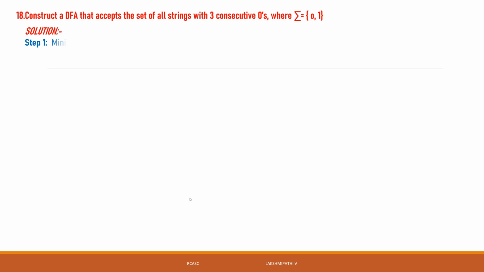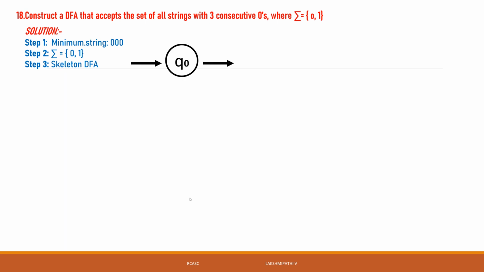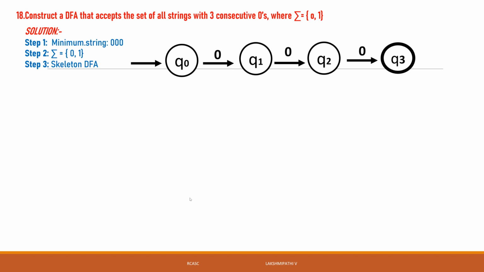What is the minimum string? They clearly gave 3 consecutive zeros, 000. What is the input symbol? The question itself gives sigma equal to {0, 1}. According to the minimum string, we need to write a skeleton. We take one starting state Q0. Q0 of 0 is Q1, Q1 of 0 is Q2, Q2 of 0 is Q3. Q3 is the final state.